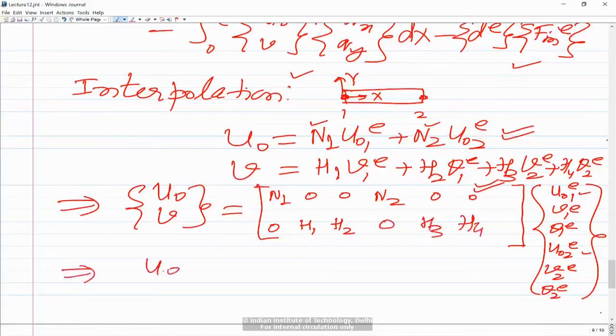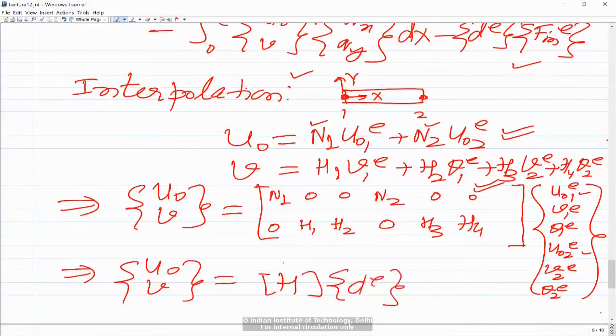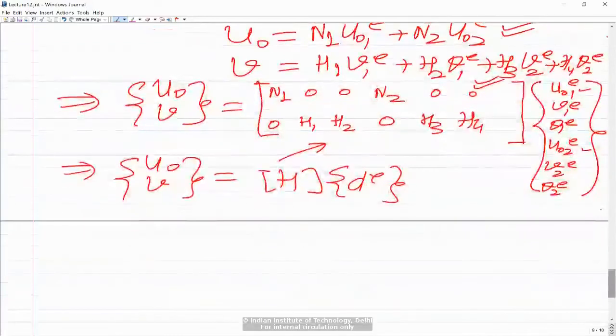So u naught and v equal to this interpolation matrix h into de. That is what I was mentioning, that the interpolation matrix would in general be a matrix. Of course, for the earlier two elements it was a row vector, but now you see this is a rectangular matrix. So this is a 2 by 6 matrix, and this is a 6 by 1 vector.